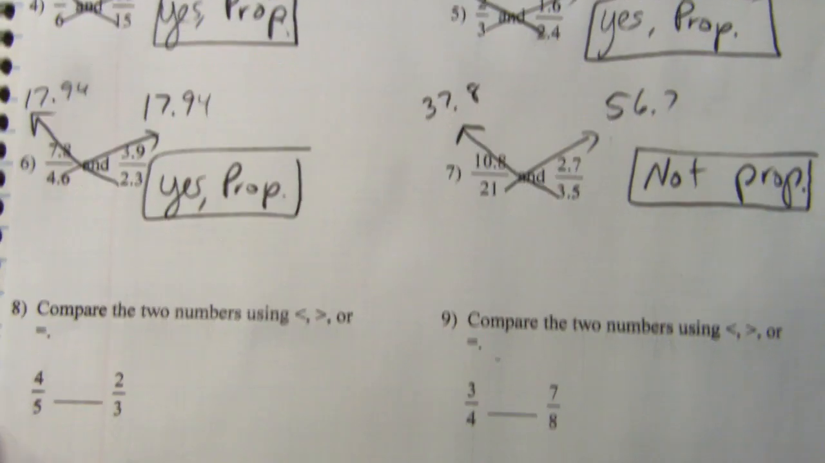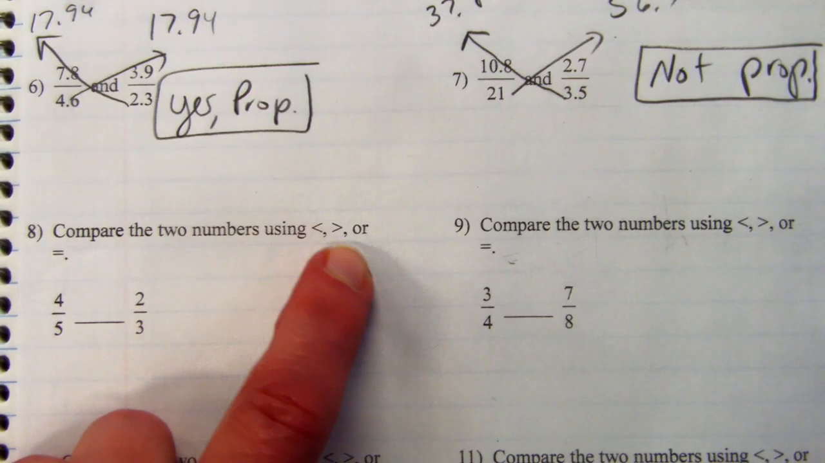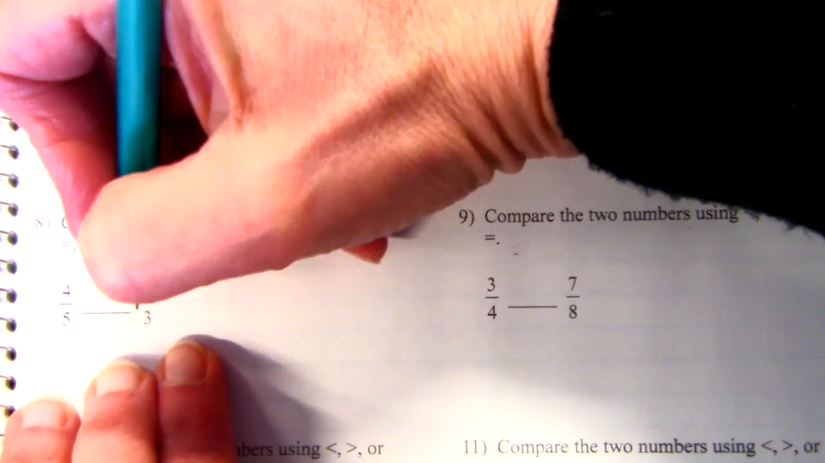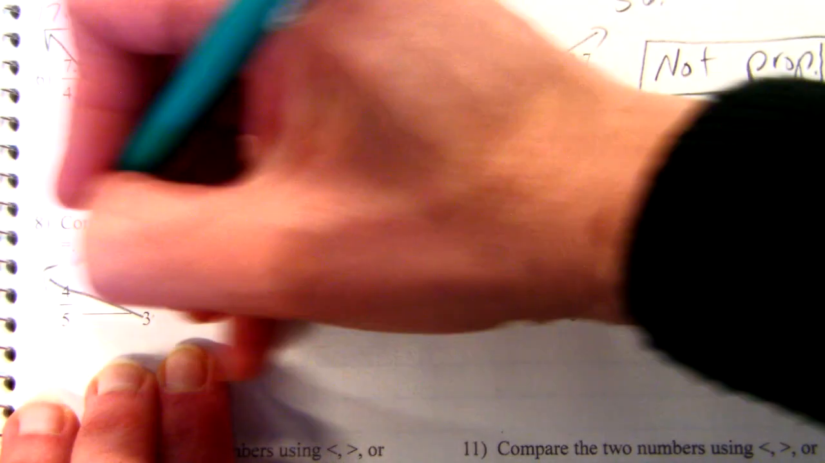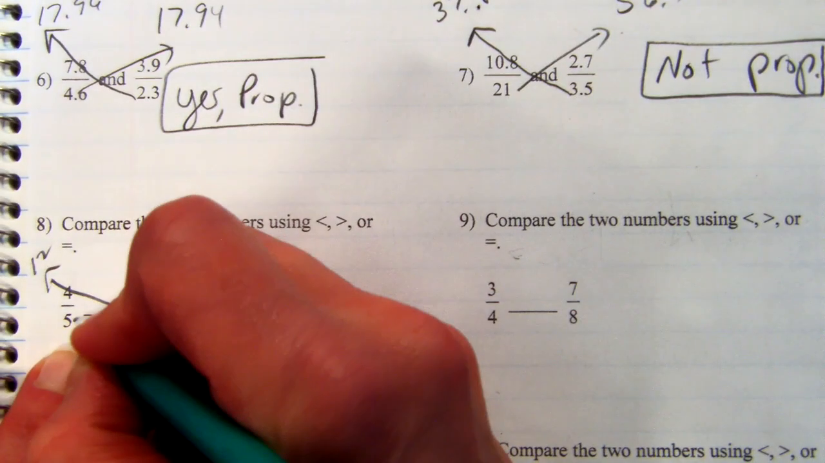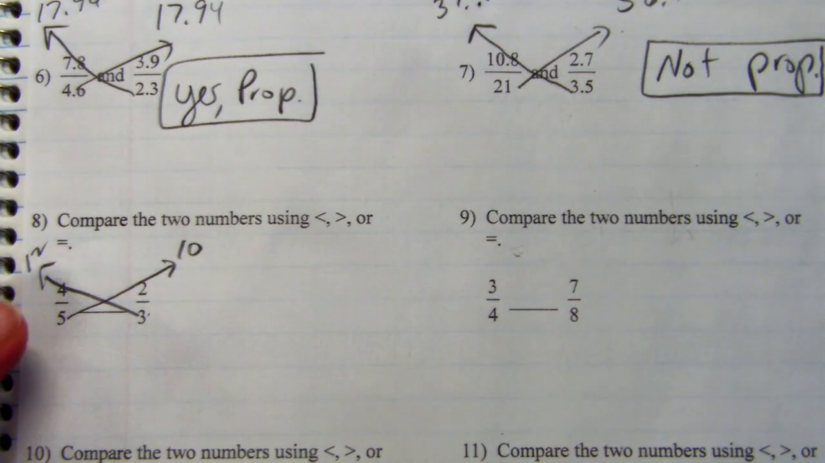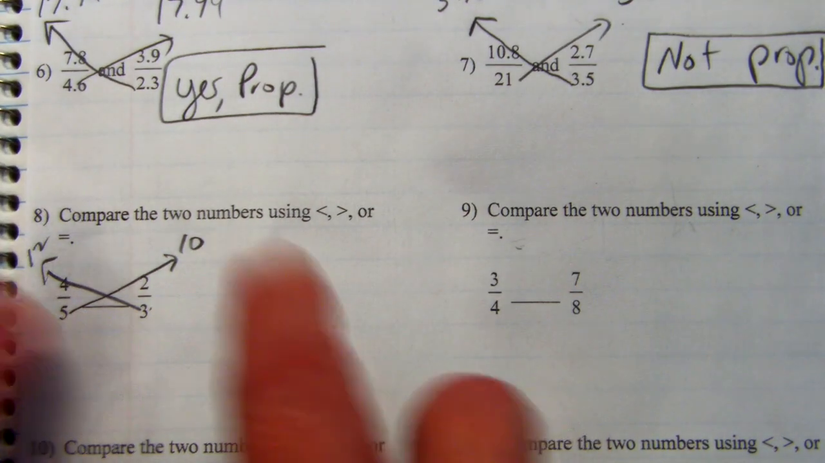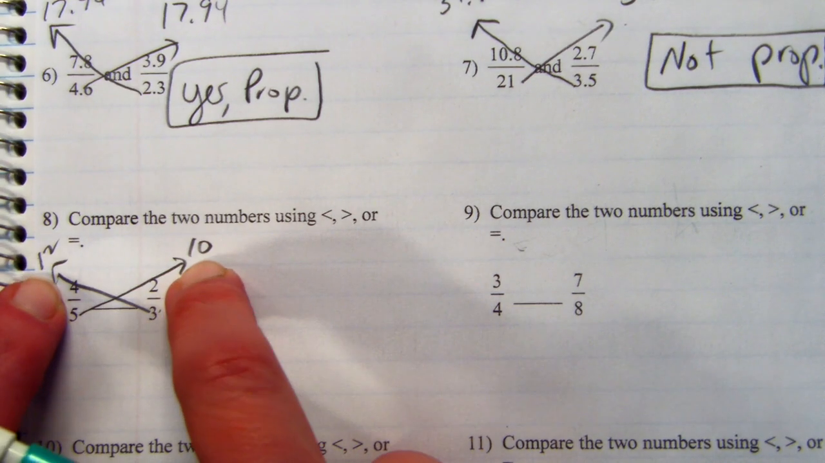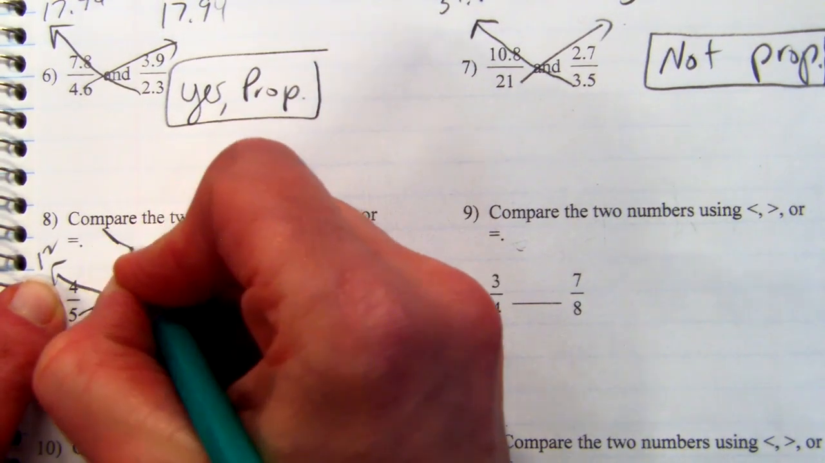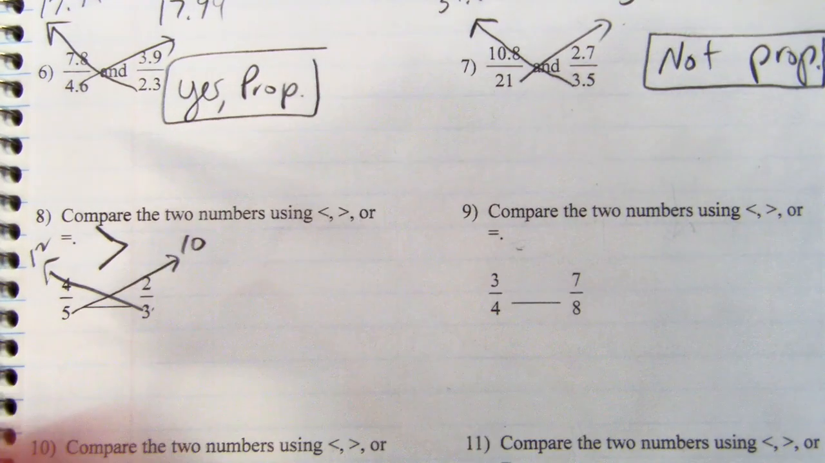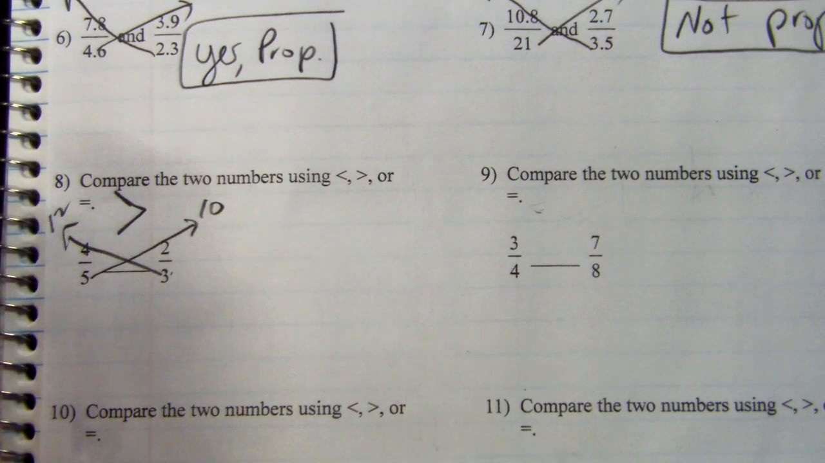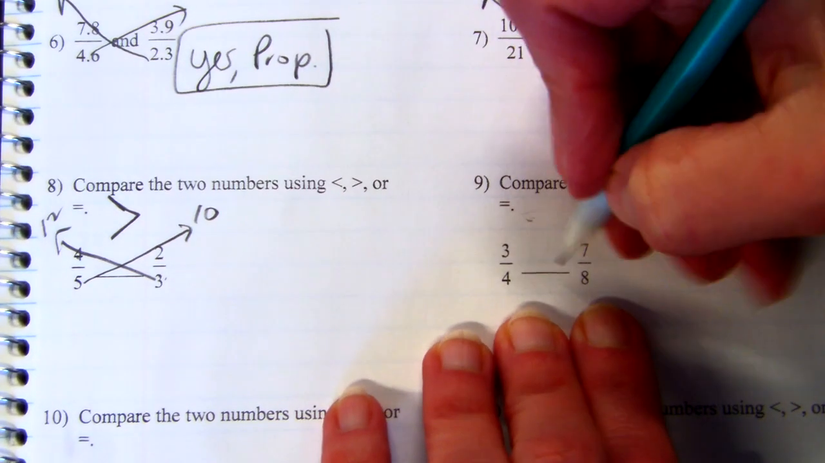So it says we're going to compare the two numbers using less than, greater than, or equals, and the equals ended up down here. Oh well. So if we do this, I'm going to go up and across like this. So 3 times 4 is 12, and 5 times 2 is 10. So the reason that we have these going up and crisscrossing instead of down is because now I can do this. I have 12 and 10. Which one's bigger? 12. So I'm going to put the greater than sign like this. That means 4/5 is bigger than 2/3. Okay. Isn't that cool? But you do have to go up and across, not down and across. Otherwise, you'll get the opposite.